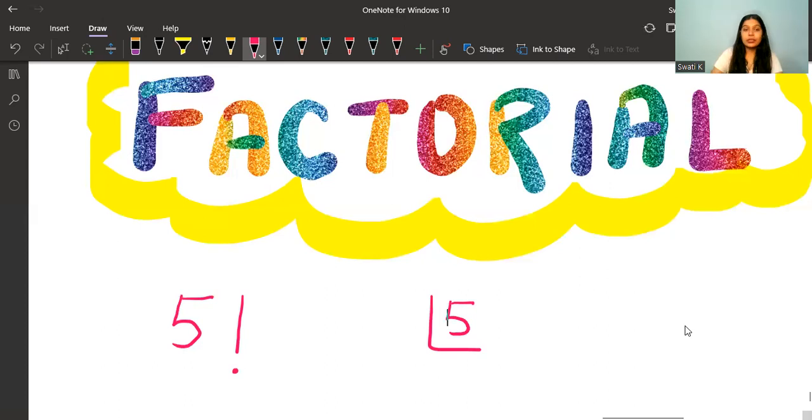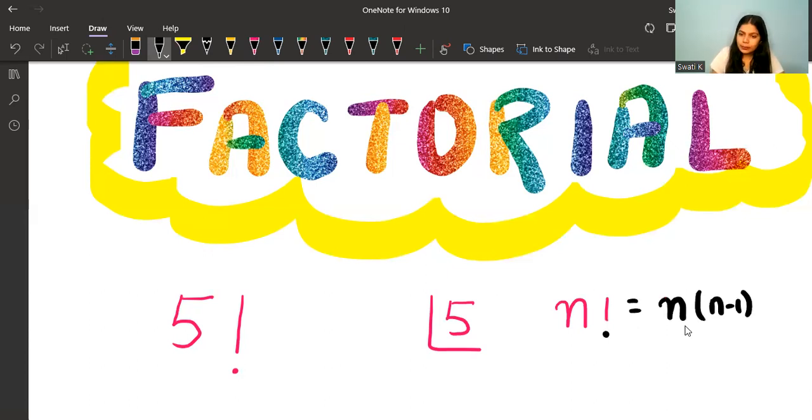Now let us understand how we find factorial. For example, I am taking any number as n, and if you want to find the factorial of n, what you have to do is start with n, then n minus 1, and n minus 2. You have to keep subtracting and reach till 3 times 2 times 1. The last number is 1. This is a simple and very basic formula.